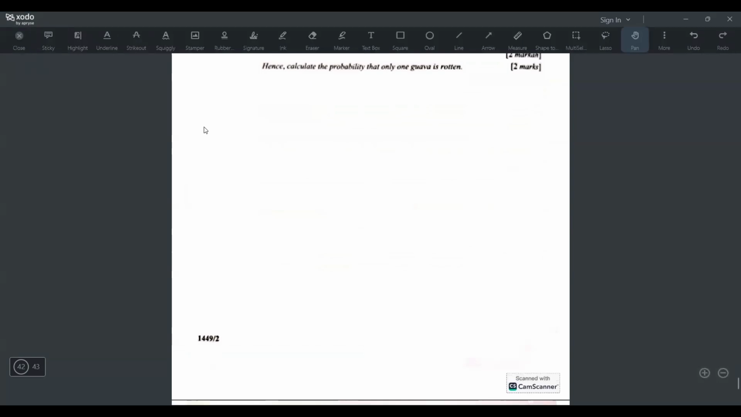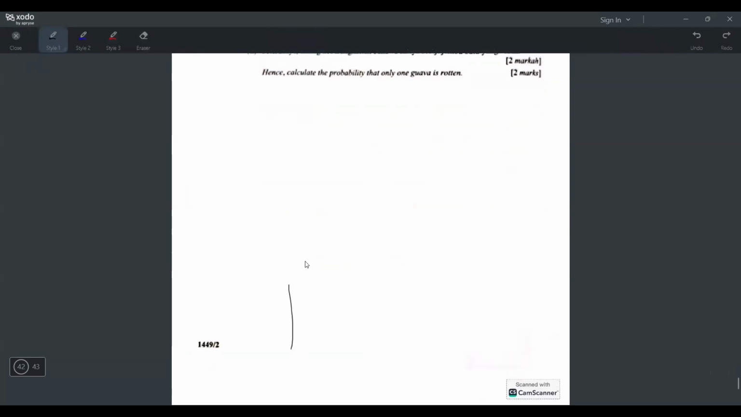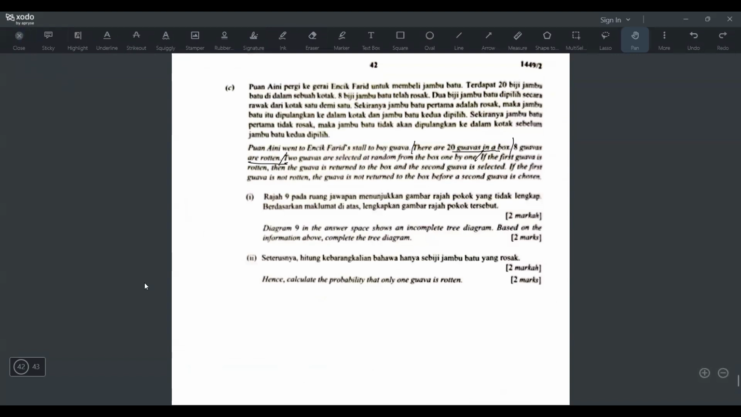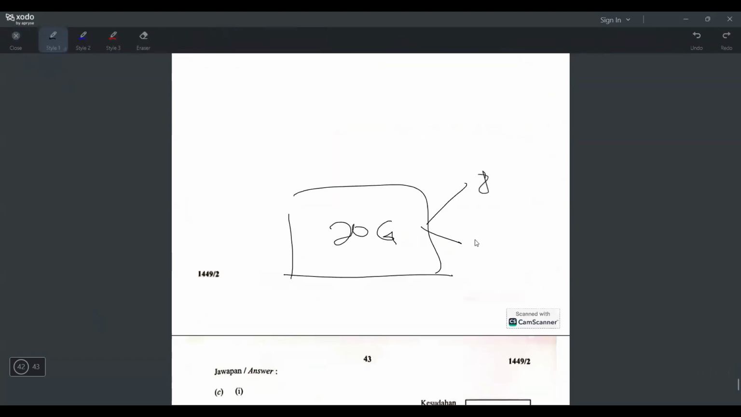Okay, to make it easy to imagine, I will draw a box and I'll write 20 guava, right? And out of the 20 guava, they mentioned something about rotten just now, right? So 8 guavas are rotten. So 8 rotten. So how many is not rotten? 20 minus 8, which is 12 not rotten, right? And we can already find the probability of rotten. The probability of rotten will be 8 over 20. And the not rotten will be 12 over 20, right?